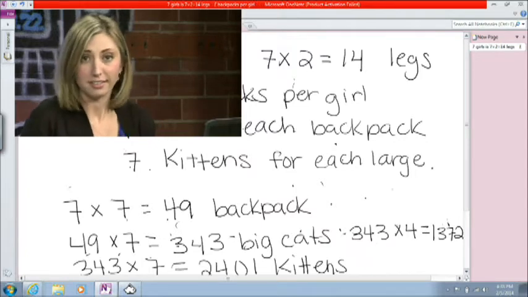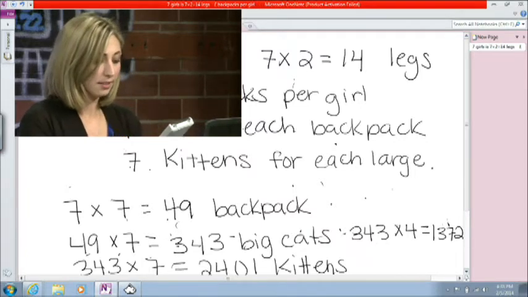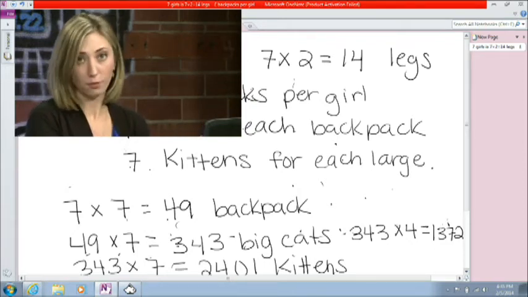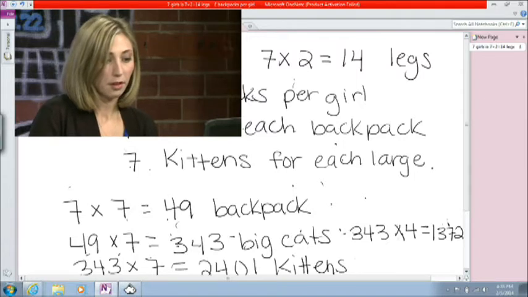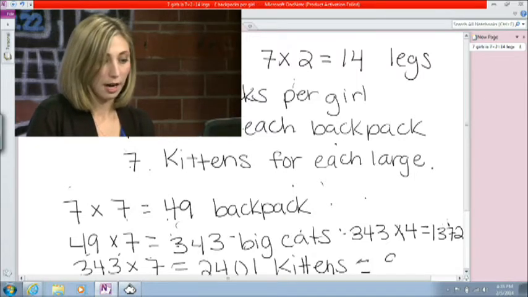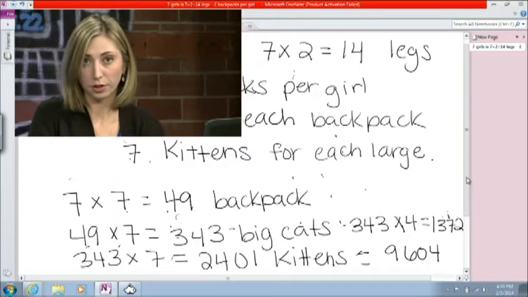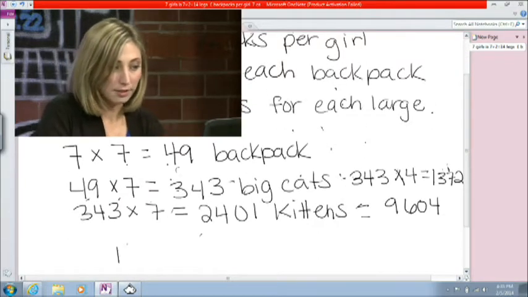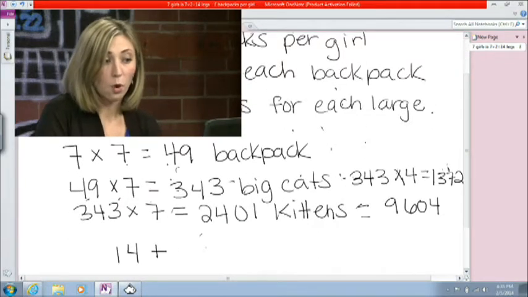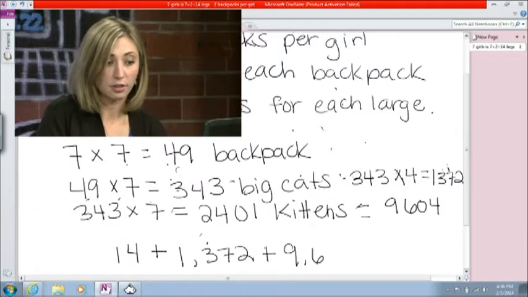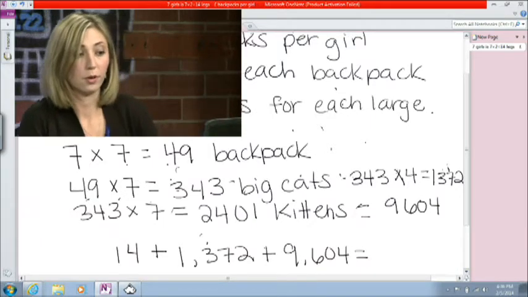And then we have to find our kittens. And we know, again, kittens have 4 legs. So we take our 2,401 kittens times 4 for each of their legs and get 9,604. So at this point, we have 14 legs for the girls. And I'm going to write these down here: 14 legs for the girls, 1,372 legs for the big cats, and 9,604 legs for the kittens.